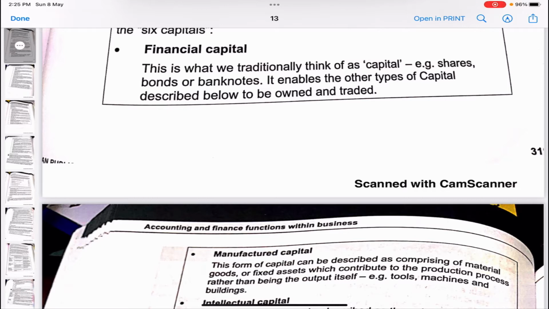Example, shares, bonds, or banknotes. It enables the other types of capital described below to be owned and traded. So, financial capital includes the shares, bonds, bank, state bank notes, etc.